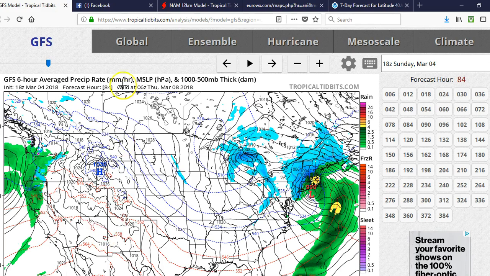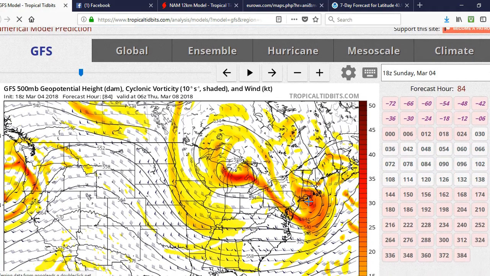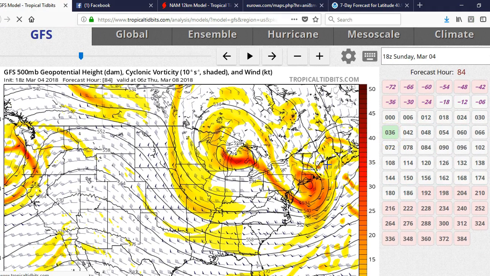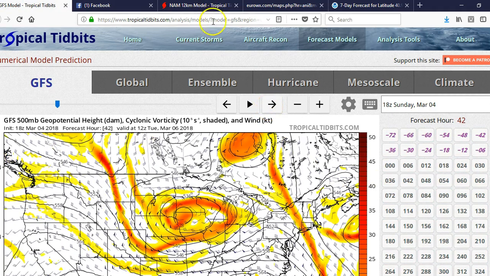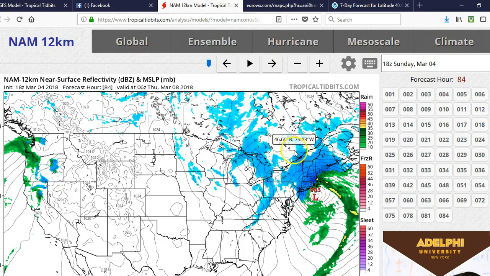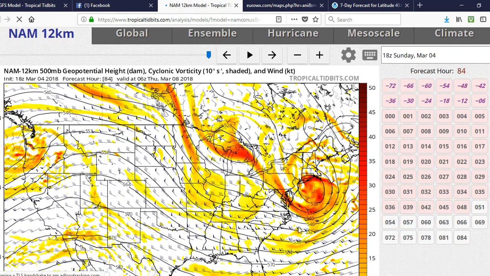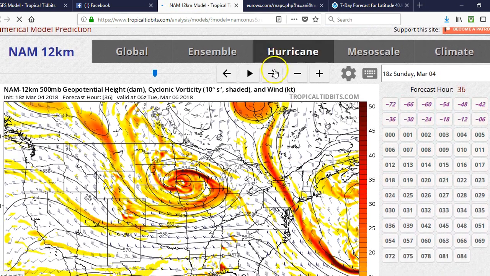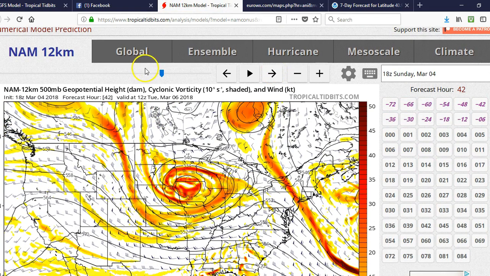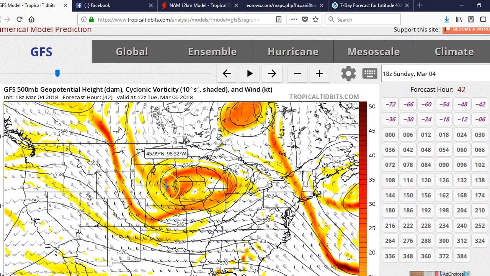Okay, so that's the surface map. Now let's go to the 500 millibar. Let's go to Tuesday morning, 12Z. Give me a second here, 36. Okay, here we go. So here's our 500 millibar, and here's the setup. It's a very interesting setup.